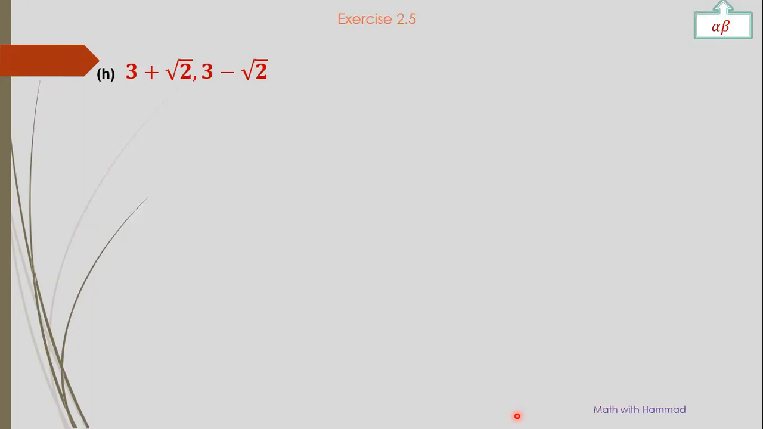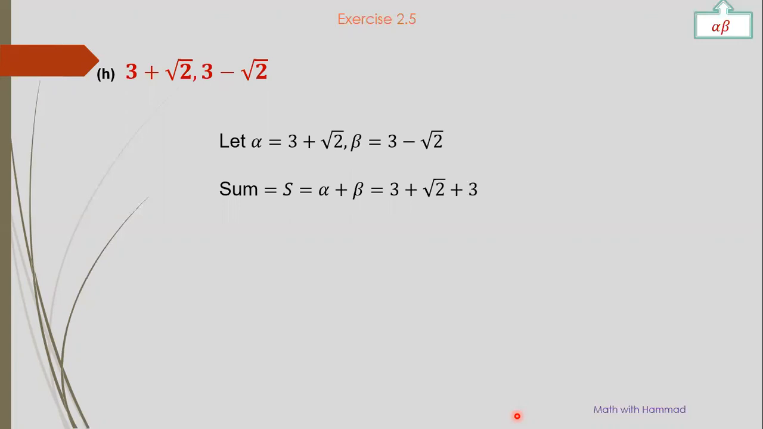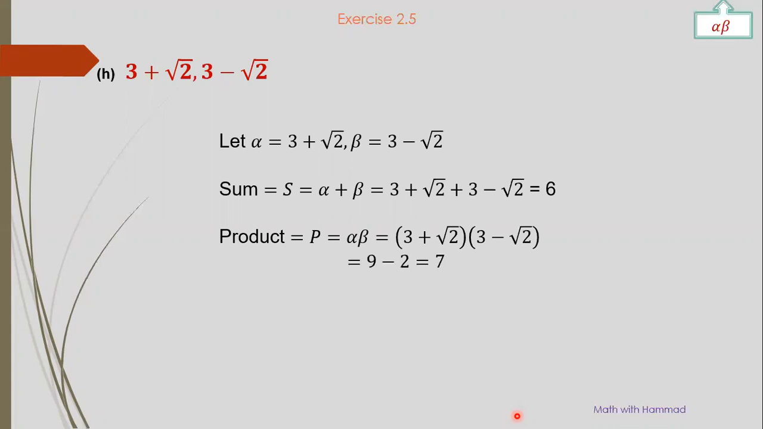Now, next part is 3 plus under root 2 and 3 minus under root 2. Same procedure. Let alpha is equal to 3 plus under root 2 and beta is equal to 3 minus under root 2. Sum s is equal to alpha plus beta is equal to 3 plus under root 2 plus 3 minus under root 2. Answer is 6. Under root 2 and minus under root 2 cancel out. Product is equal to p, alpha into beta, 3 plus under root 2 into 3 minus under root 2, 9 minus 2 is equal to 7.